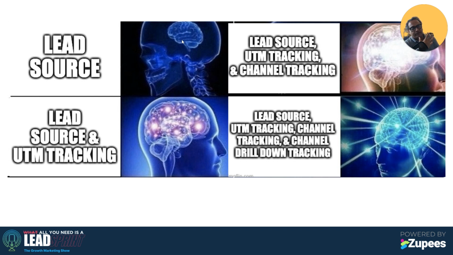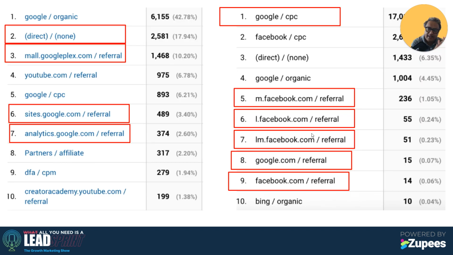So think of UTM trackers as additional attribution data. If you just track the lead source, small brain. Lead source plus UTM tracking, slightly bigger brain. Lead source, UTM tracking, channel tracking, even bigger. And lead source, UTM, channel drill down tracking, super power. So UTM tracking actually allows you to do all of these things, and I'll show you exactly how in this video. So let's keep going.